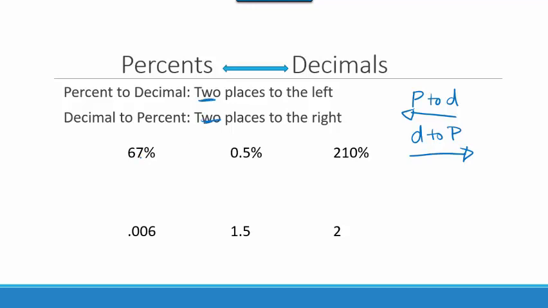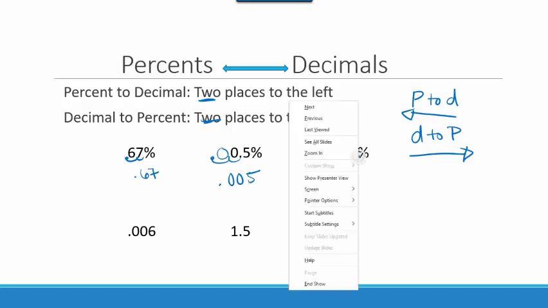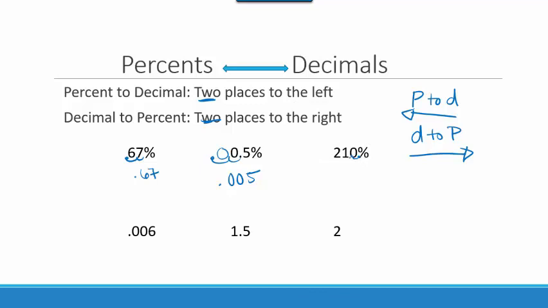So for percent to decimal, 67 is a whole number, so your decimal is technically at the end. And then we're going to move it two places to the left to change it to a decimal. So this would be 0.67. If you already have a decimal, just pick it up where it is and move it two places to the left. If you have any holes, you always fill them in with zeros. So this would be 0.005. Again, my decimal is down here at the end, and I'm going to move it two places to the left. So this is going to be 2.10 or just 2.1.